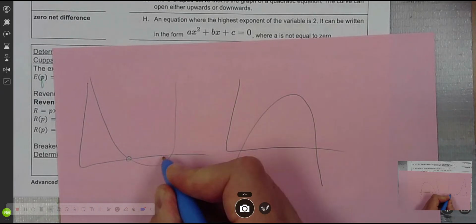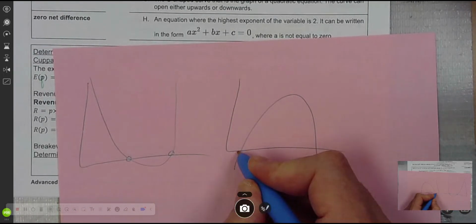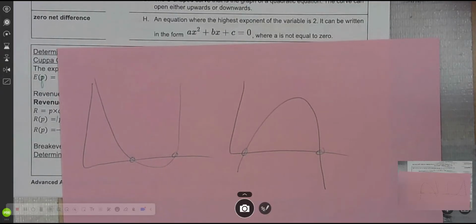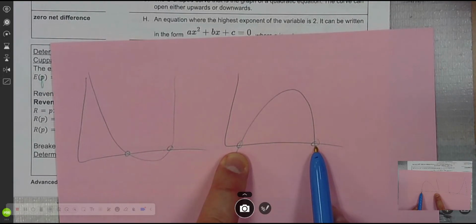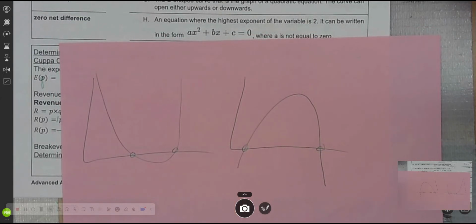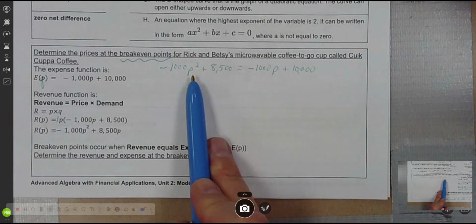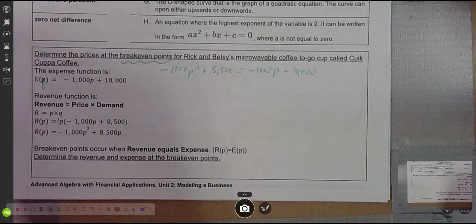So the roots of this quadratic are there, and the roots of this quadratic are right there. A lot of quadratics are going to have two roots or two solutions, two different numbers that make them true. All right, so this is a quadratic. Once I saw p squared, I knew this was going to be a quadratic.